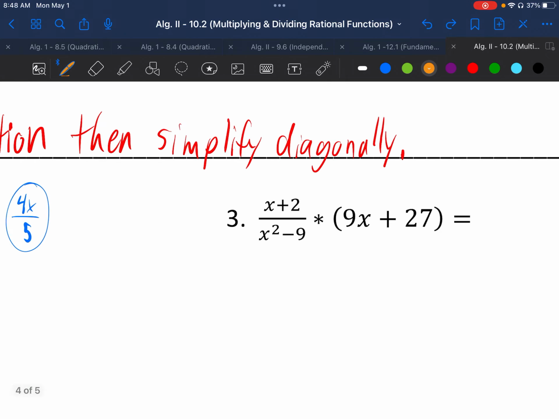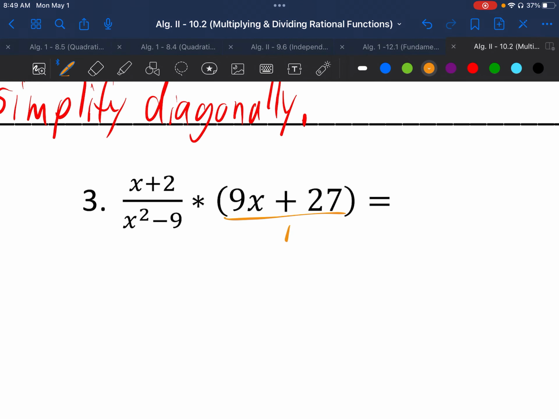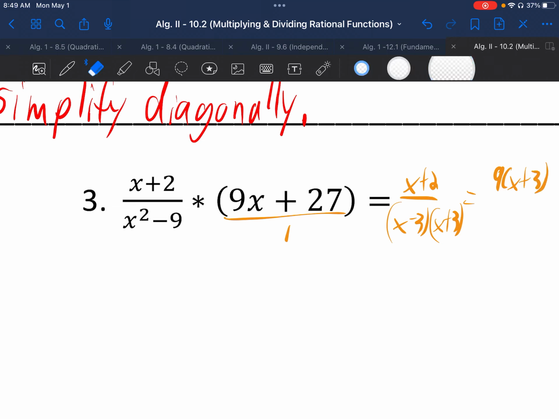All right, number 3 here. Okay, so now we're going to have to factor the first fraction and the second fraction. So the first one, the top stays the same, the bottom factors into x minus 3 and x plus 3. The second one, we can take a 9 out, and we're left with x plus 3. Oh, and I didn't mean to put an equal sign there. That should be a multiplication over the 1.